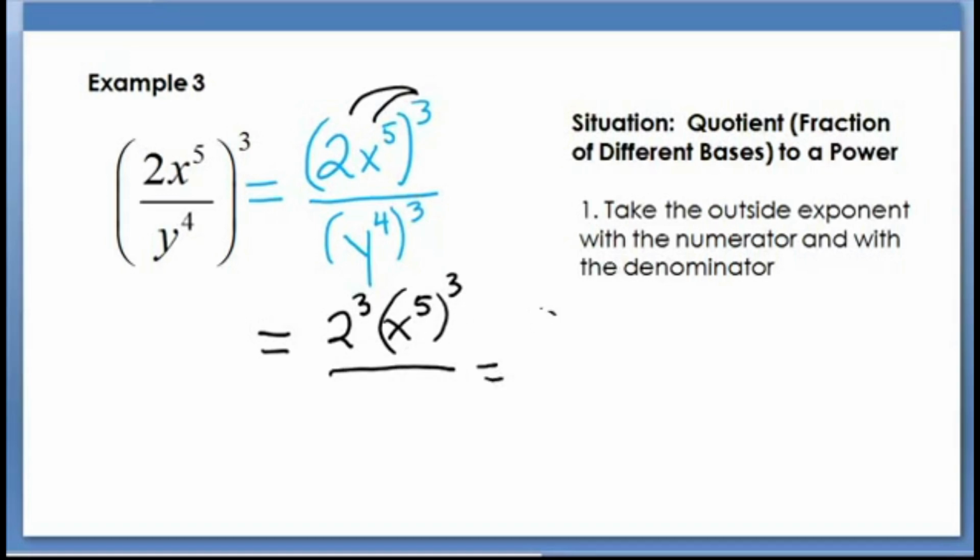2 to the 3rd is 8. X to the 5th to the 3rd, we'll keep the base and multiply. And for our denominator, a power to a power, we can go ahead and work that out. Keep the base and multiply.